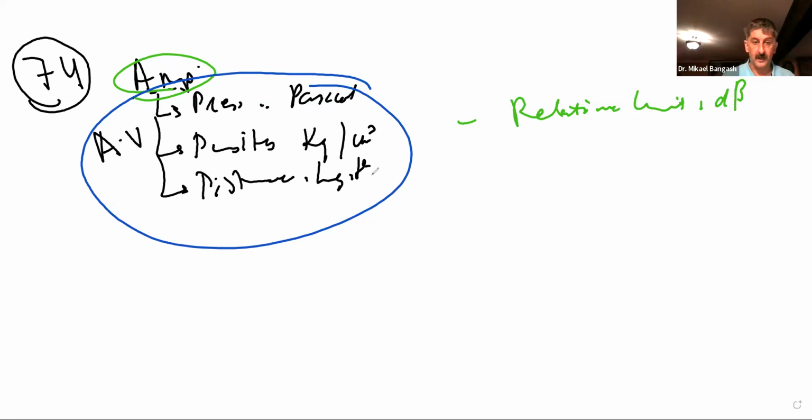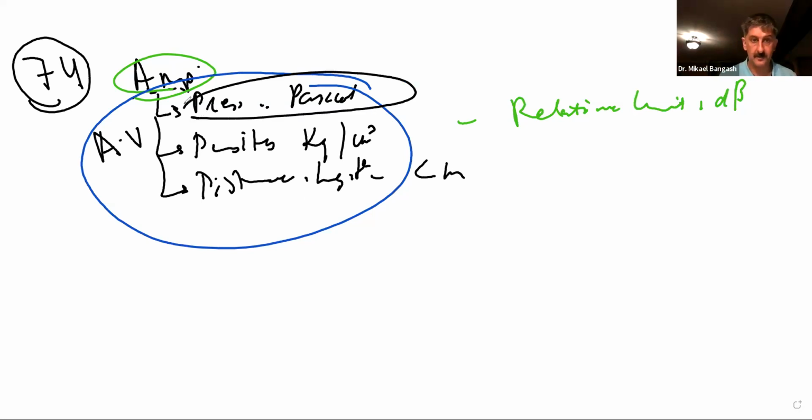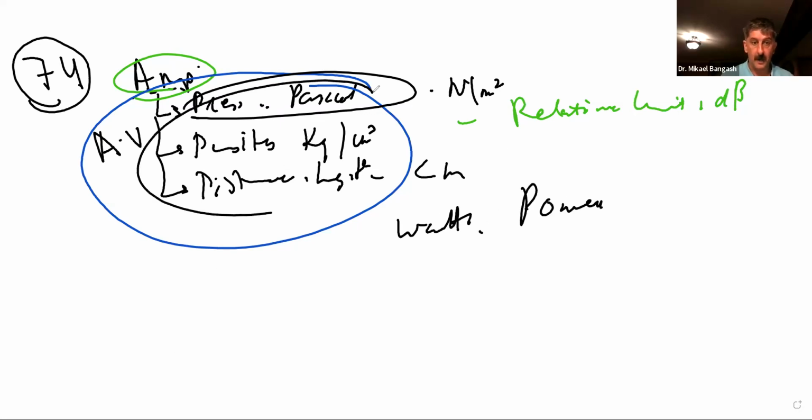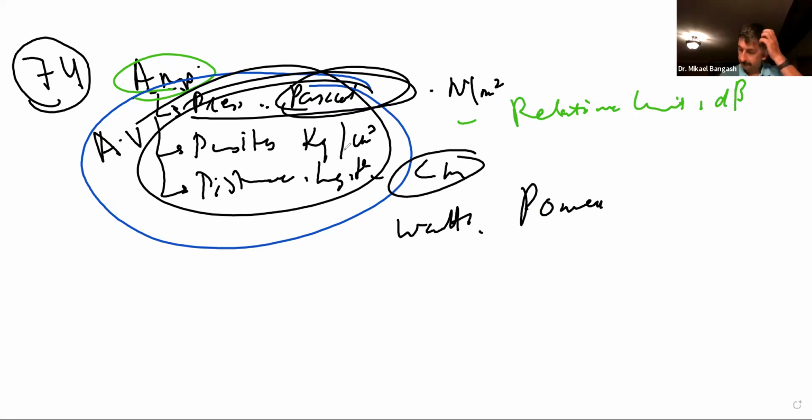So centimeter is going to be okay for your distance. Pascals mean what we just said here. That could also be Newton per meter square. Now what a Gauss is, I have no idea. And please keep in mind, watts was the unit for power, and you don't find power on this list here. So mainly it's just pascals and centimeters.